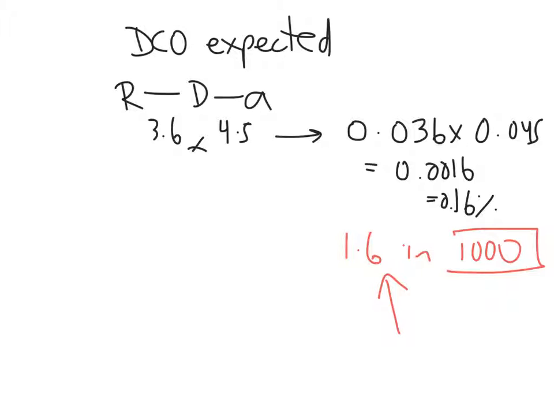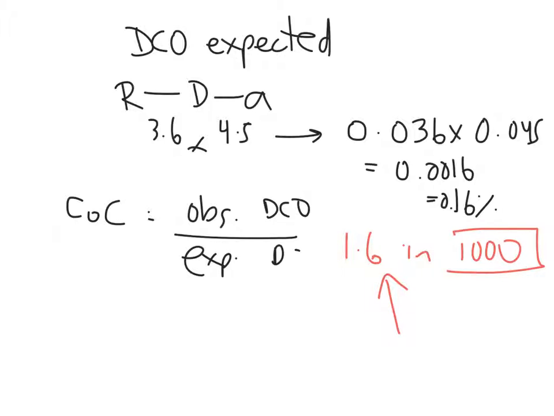So looking back, we can calculate this thing called the coefficient of confidence, and it's going to just be observed double crossovers over expected double crossovers. So we have here our expected, so the question is, what's our observed? Well, look back to the data table, and you'll find two different classes of double crossovers. One was 0 and one was 1. So you add those together, and 0 plus 1 will turn out to be 1.